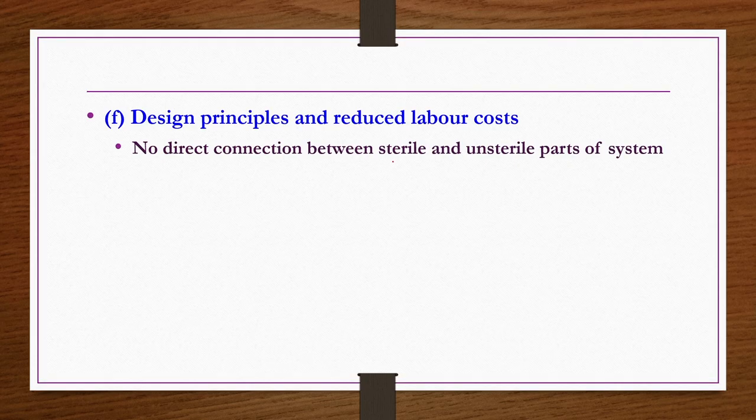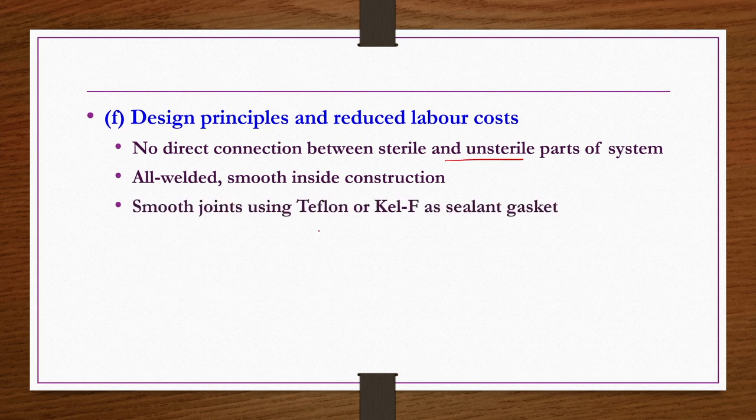No direct connection between sterile and unsterile parts of the system should be there. They should be separated. There should not be direct contact between sterile and unsterile parts of the system. All welded, smooth inside construction is also needed. Inside the tank also, roughness should not be there. If the roughness is there, that may not be good for the proper growth or propagation of the microorganisms. Smooth joints using Teflon or KLF as sealant gasket.